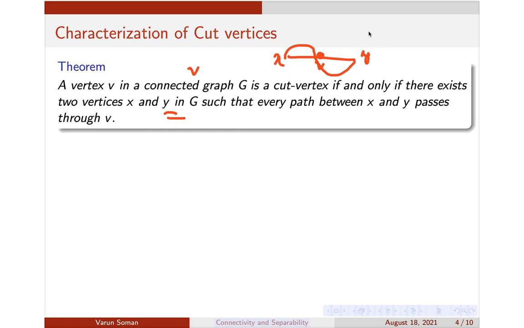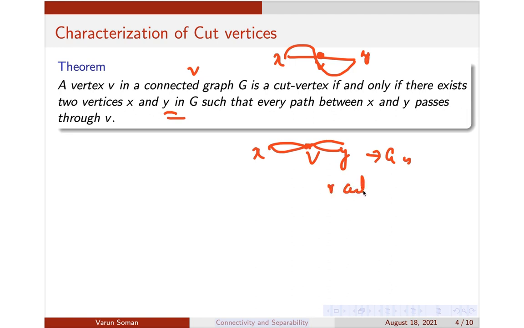Now just think of this theorem. Suppose there are two vertices like that, x and y, such that every path from x to y runs through this V. What will happen if I remove this V? If I delete it this way, every path between x and y will be deleted. That means x and y cannot be connected, which means the graph G is disconnected. So when V is removed, automatically the graph G is disconnected. Therefore, V is a cut vertex.